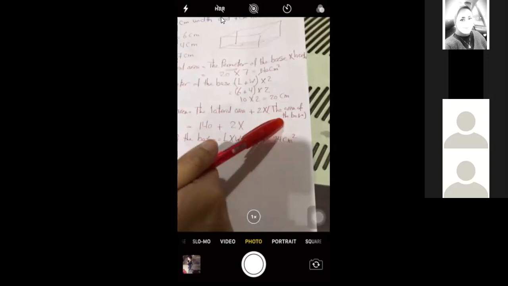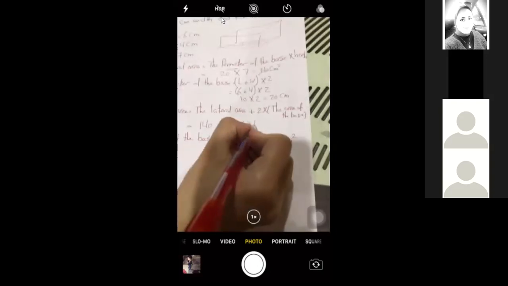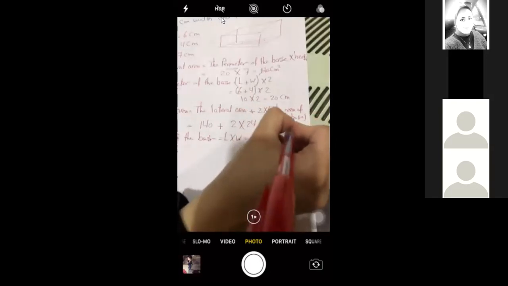To get the total area, it's the lateral area. The lateral area is 140. Plus, I put 2 multiply the area of the base, which I got as 24. When you make it, it equals 188 squared centimeters. So now I get the lateral area and the total area of the cuboid. It's easy or not? Any questions?